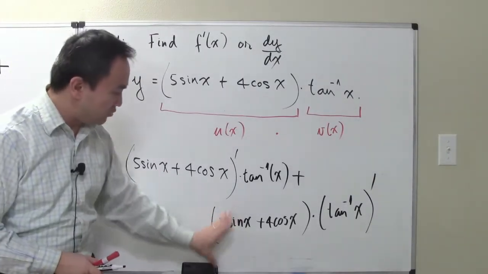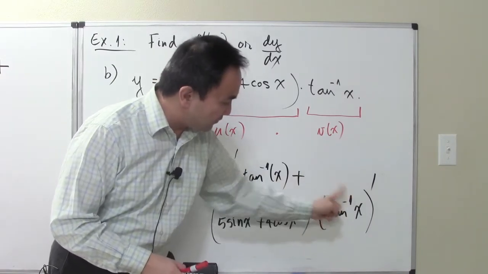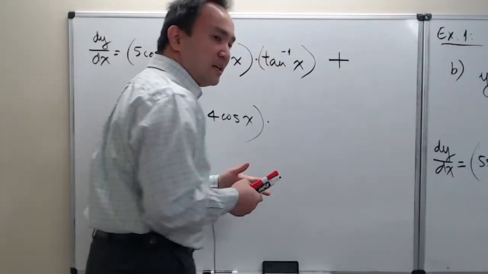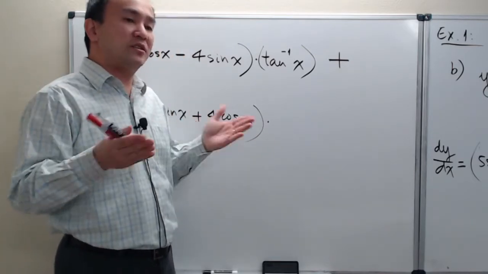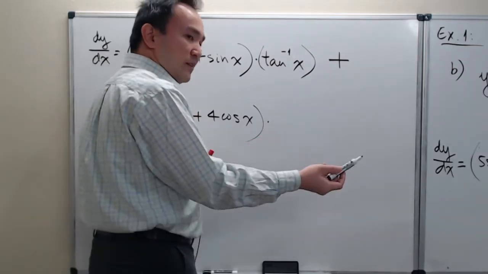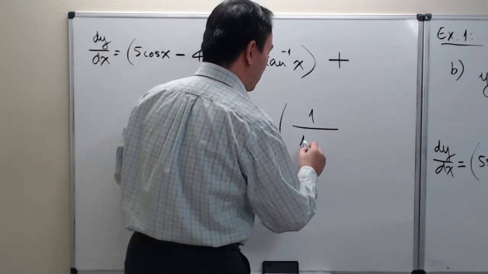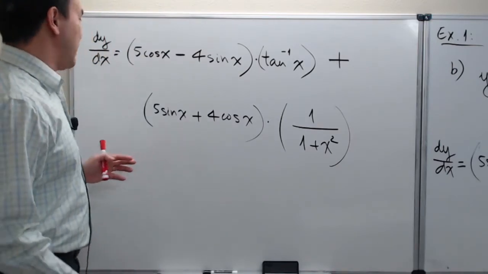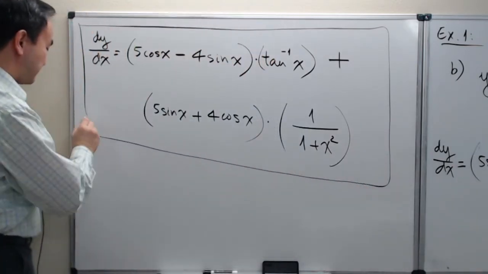But see, this is u of x, and this is v prime. And so for v prime here, v itself is a tangent inverse. So now I'm about to take the derivative of tangent inverse. But that is just the entire reason why we've been learning some basic understanding of how we took derivative of these basic inverse trig functions. So the derivative of tangent inverse simply comes out to be positive 1 over 1 plus x squared. That's the derivative of tangent inverse. And so once again, this is where I call it the end of part B of our example 1.